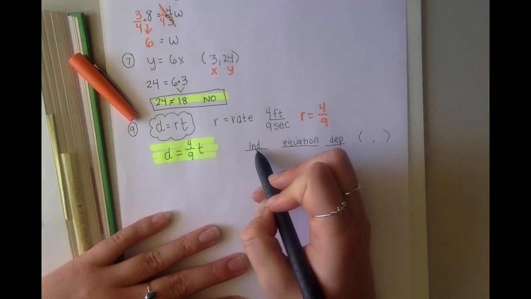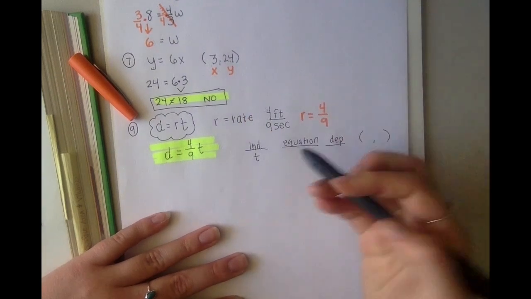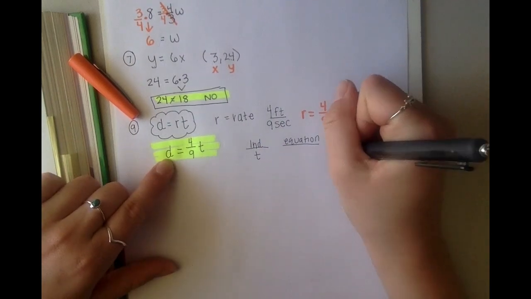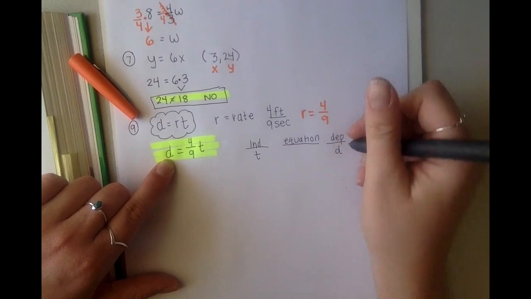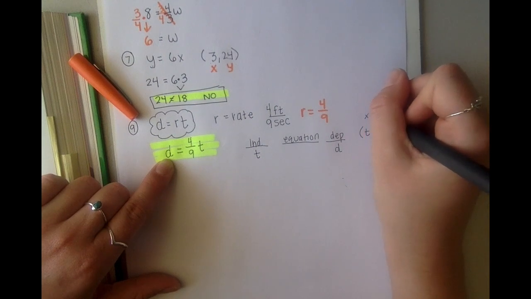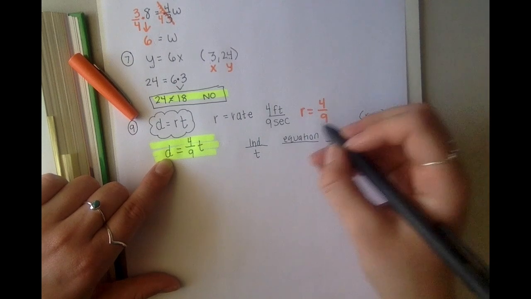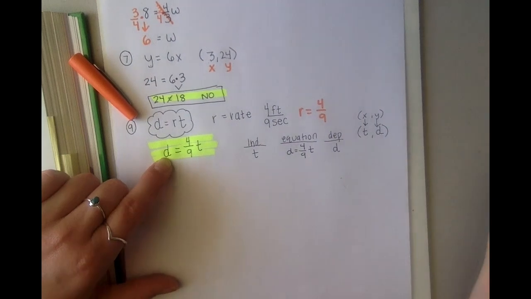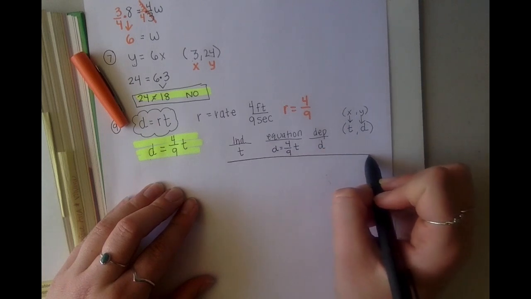So I want to think, my independent variable is going to be my time. However much time I have, well, my dependent variable is my distance. The distance that I go will depend on my time. So here my ordered pair is t comma d. Same thing as x comma y, because t is my independent, d is my dependent. And then my equation is d equals 4/9 times t. So let's go ahead and plug in some different time values to get different ordered pairs.